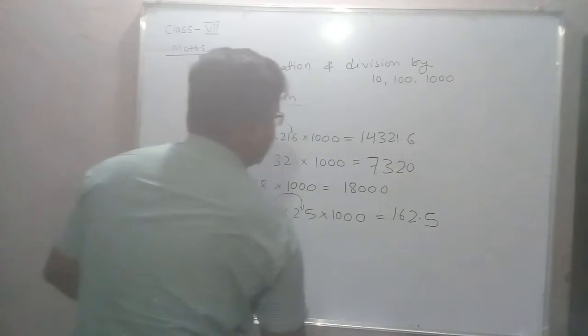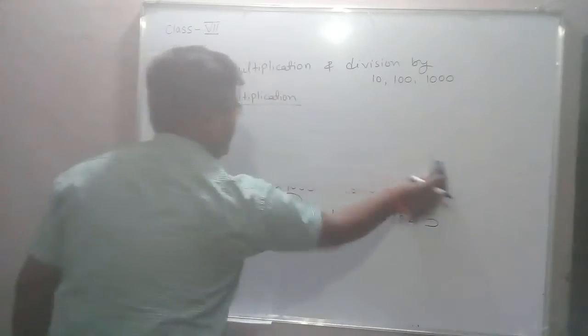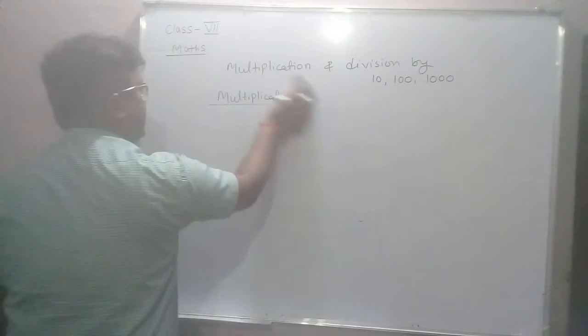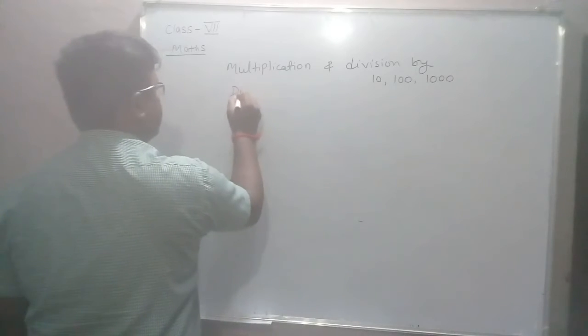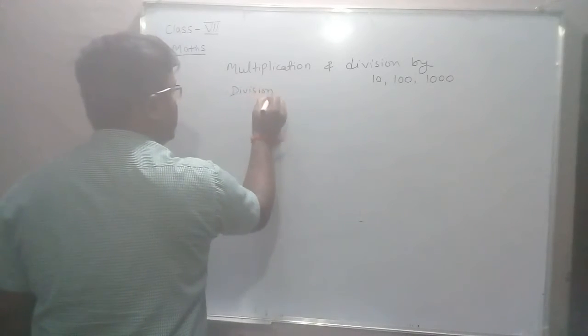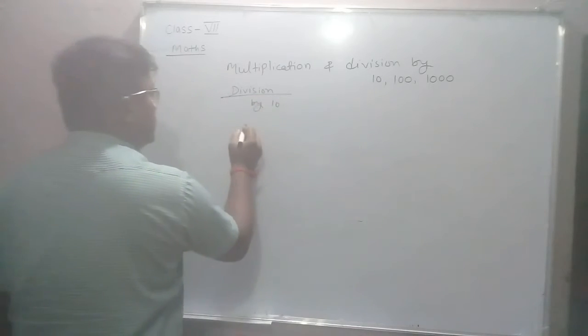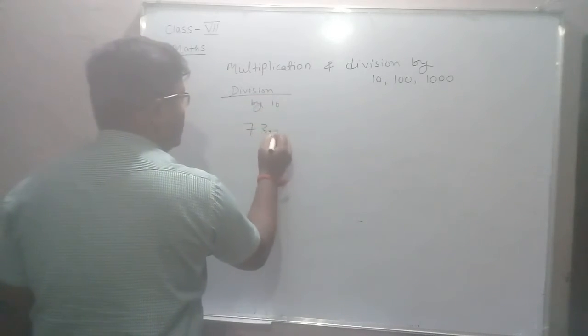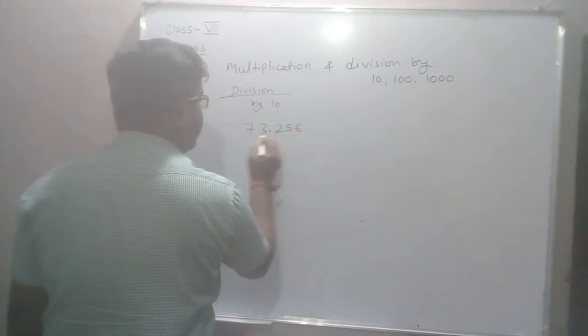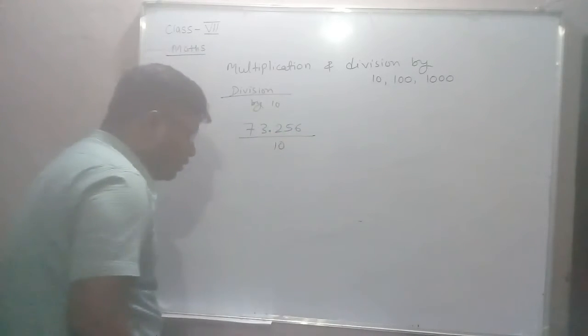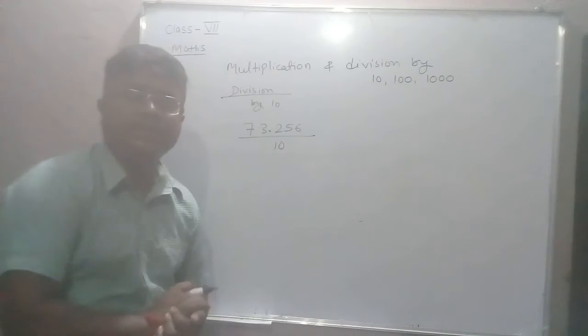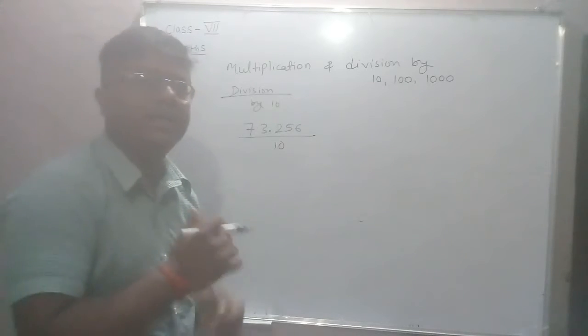So now let's see division. Division is also very easy. Let's see division by 10 first. Suppose 73.256 divided by 10 is here. So while dividing, now we will shift the decimal towards the left.